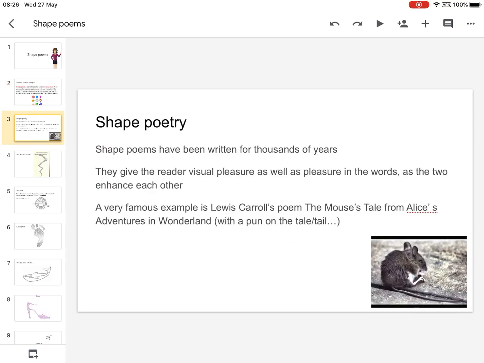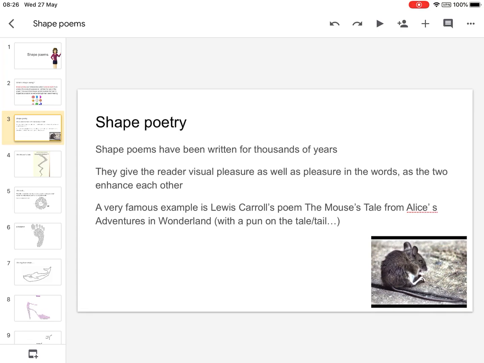Shape poems have been written for thousands of years. The ancient Greeks discovered that they could arrange letters in an interesting and visually appealing way. And I think the reason that they have lasted and the reason people like them is that they actually give you pleasure. They give you visual pleasure in looking at the pattern, the picture. They give you intellectual pleasure when you read the words, but together they kind of are more than the sum of their parts. They're actually more successful and more interesting than either thing would be on its own.